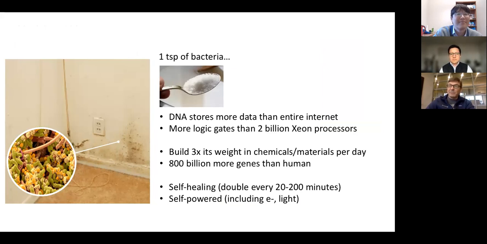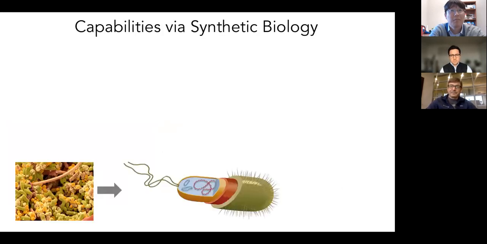But it's not just computing, it can also make things. It can build its weight, it can fix itself. It has 800 billion more genes than the human. It's self-healing, it's self-powering, and so on. We just don't know how to access all that. And so it comes across as gunk on the wall.